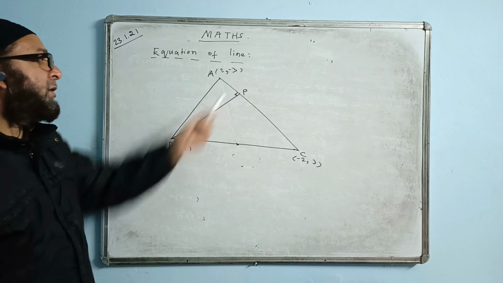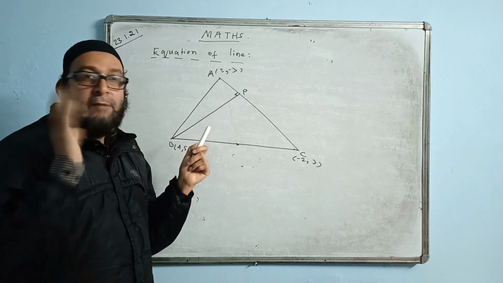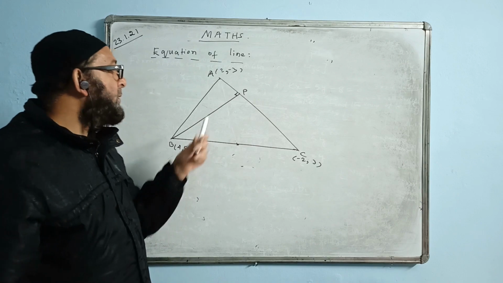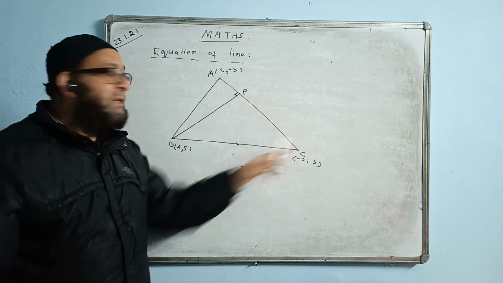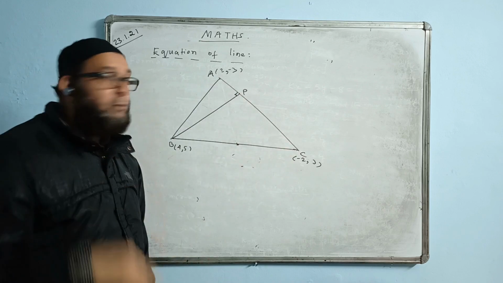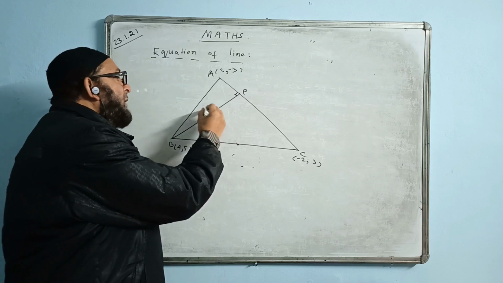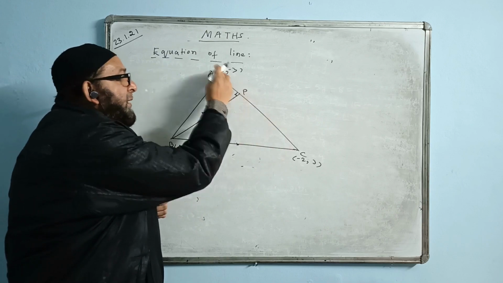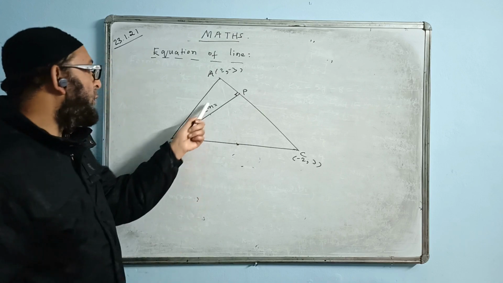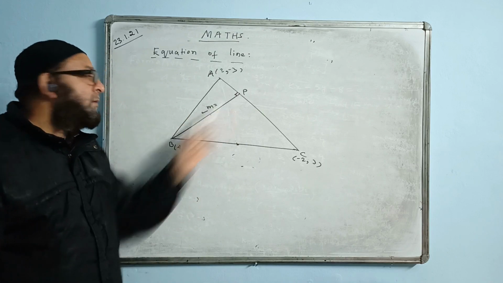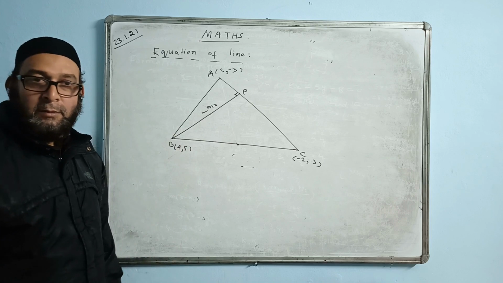Because altitude is always perpendicular. Then how to find the equation of this line BP? Find the slope of AC. Then turn upside down, you will get the slope of this line and value will come. After finding this, turning upside down changes it to the perpendicular slope. Now the slope is known and point is known, then we form the equation. Simple. Understood?